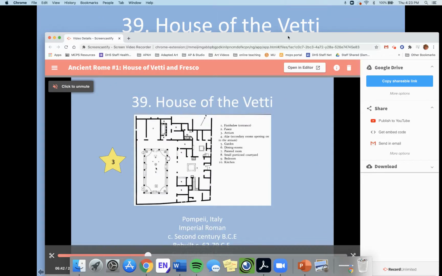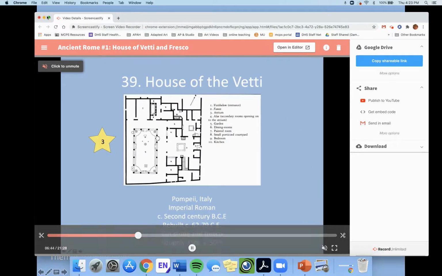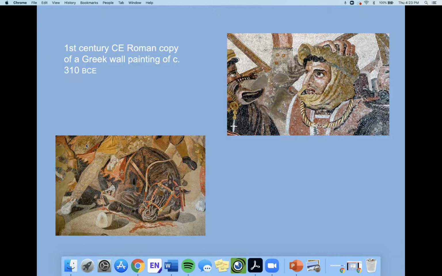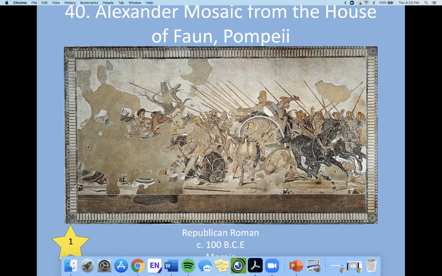Hello, art historians. Today we are going to discuss, there it is, the Alexander Mosaic from the House of the Faun in Pompeii. We talked a little bit about Pompeii last time, and here we are again discussing our little house here. All right, so here we are in 100 BCE.